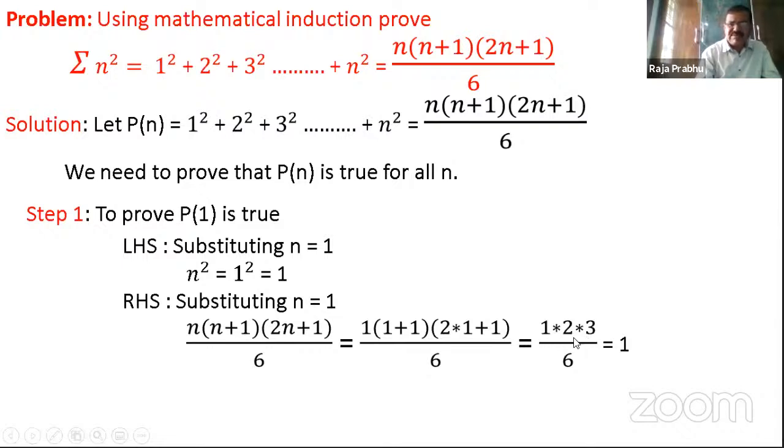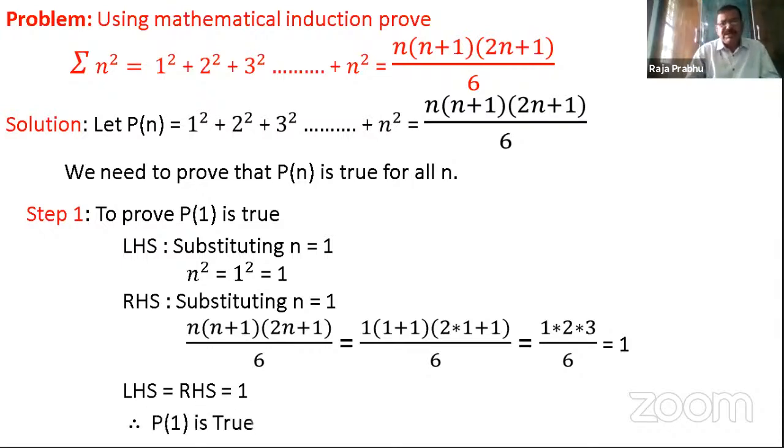Please follow the cursor, what I am using here. 1 into 2 into 3 is 6. 6 divided by 6 is equal to 1. So it is very clear now. Our LHS is 1 and RHS is also 1. Therefore, it is very clear now, by substituting n is equal to 1, it is satisfied. Nothing but it is verified. Therefore, LHS is equal to RHS is equal to 1. Therefore, now P of 1 is true. Means the statement is true for n is equal to 1. So this is the first step.